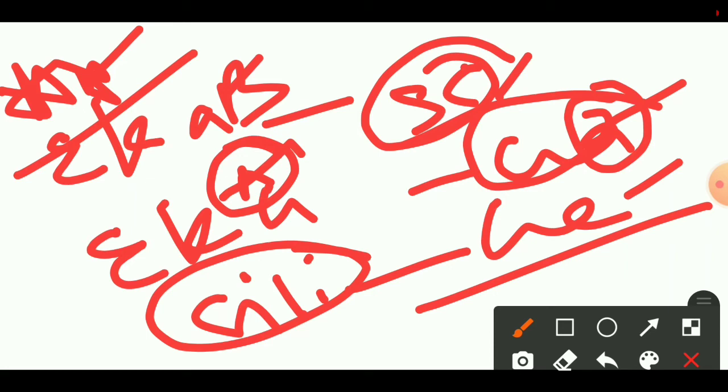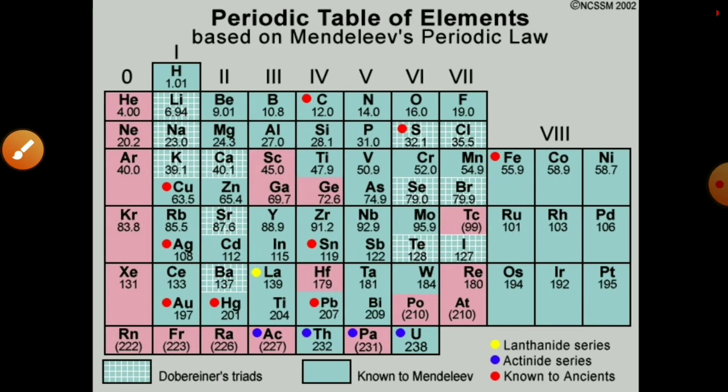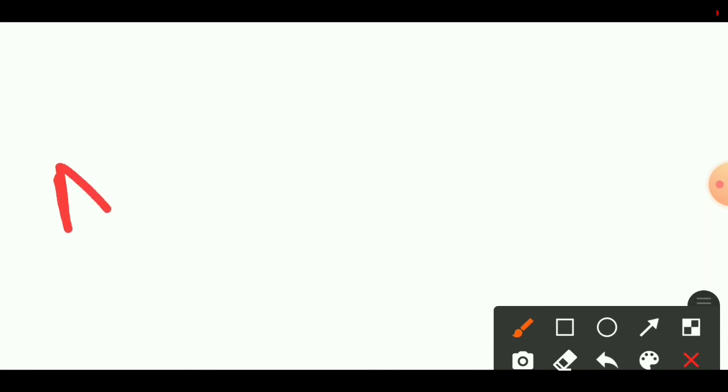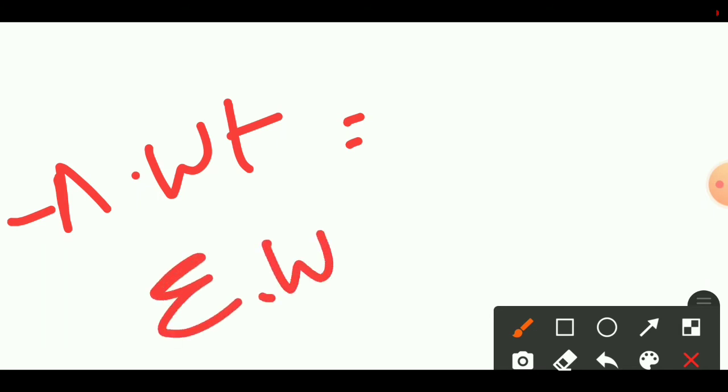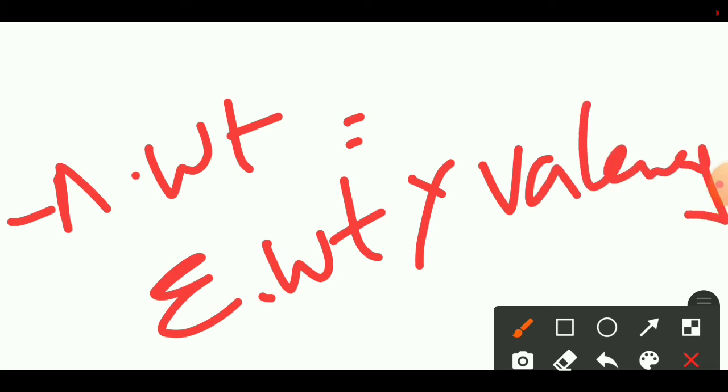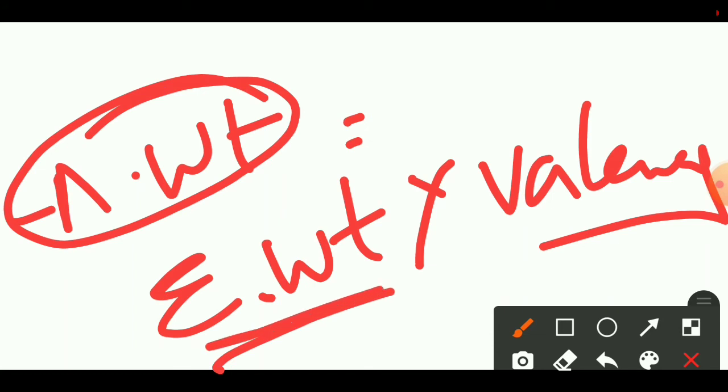Again, one most important concept of Mendeleev's periodic table is the correction of atomic weight. Up to that, many scientists told the elements' atomic weights, but there were a maximum of mistakes. But he made the correction of the atomic weight. How did he correct the atomic weight? Atomic weight equals equivalent weight into valency. What is that? Equivalent weight into valency. Atomic weight is equal to equivalent weight into valency. That is a correct method to find the atomic weight of the elements.